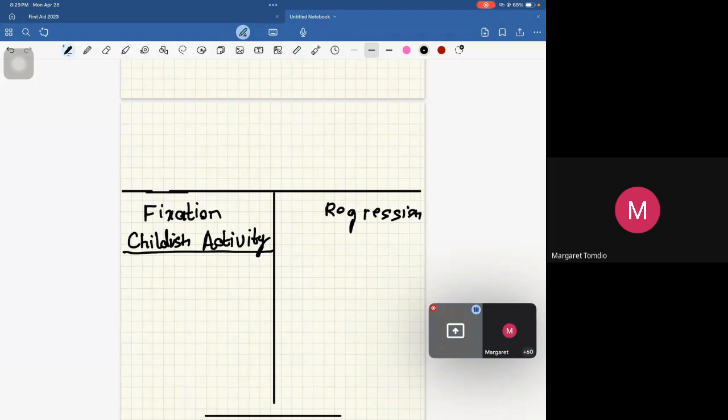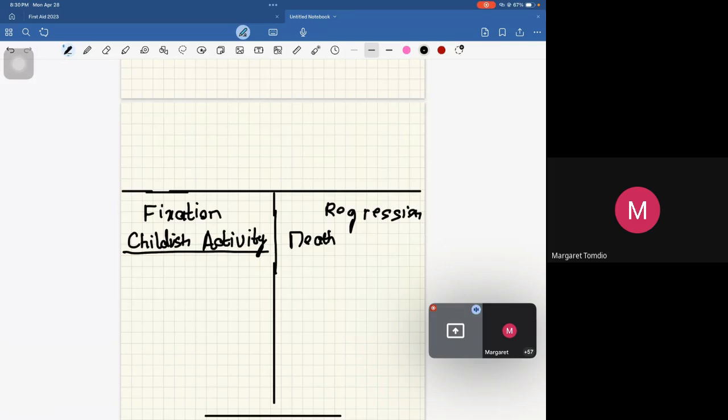So how do we differentiate it from regression? In regression, there is a childish activity that was not present before, and now an acute stressor came. For example, now the patient has a death of someone, and the patient goes back to the old habits. So that would be an example of regression.